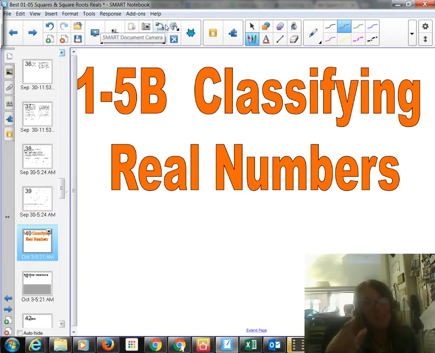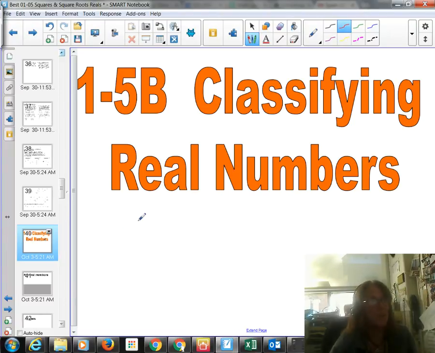All right, this section, section 5, is huge, and that's why I'm chunking it into little pieces. So today is going to be section 5, part B, and we've done some work now with squares and square roots, and now I really want to get focused on classifying real numbers.